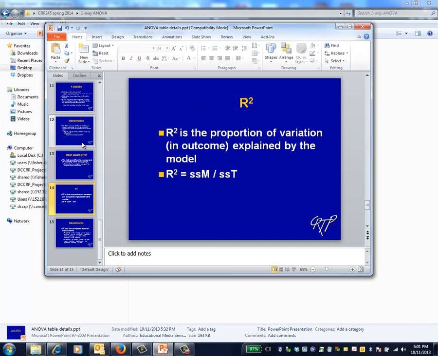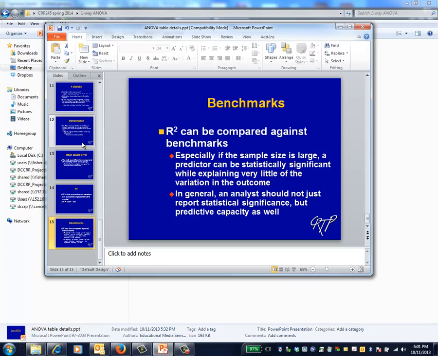R squared denotes the proportion of variation in the outcome explained by the model. Please note that its formula uses sums of squares rather than mean squares. R squared is bounded by 0 and 1. Good statistical practice includes reporting R squared in addition to the p-value associated with the overall F test.